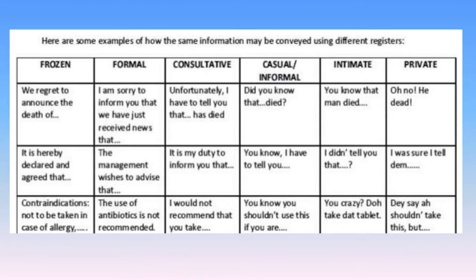Here are the examples wherein different registers are used to convey the same information. We regret to announce the death of, I am sorry to inform you that, unfortunately, I have to tell you that, did you know, and you know that man died, and oh no, he's dead. Here, they are expressing the same information that someone died, but they do use different words or different registers.